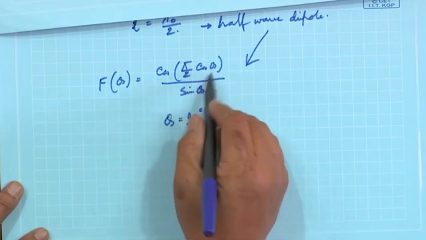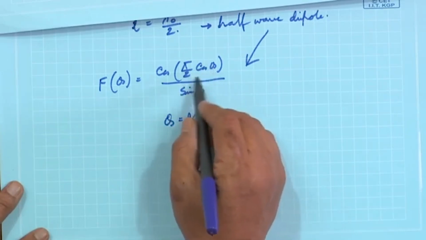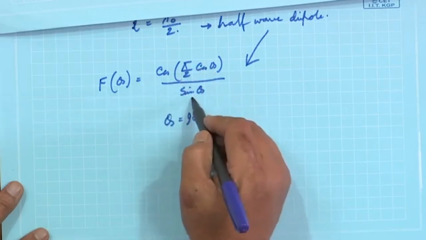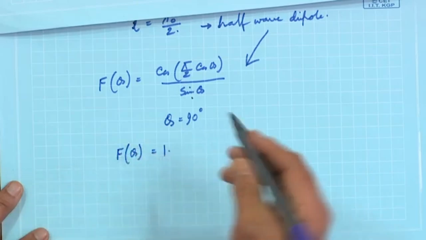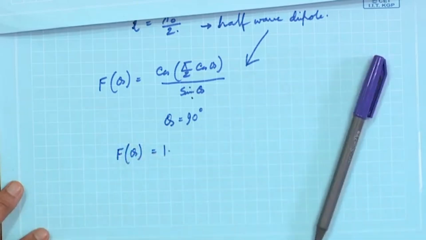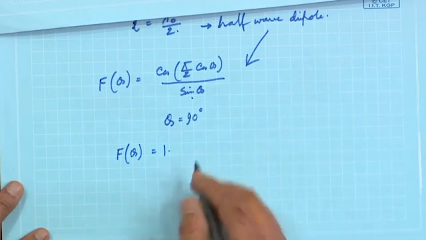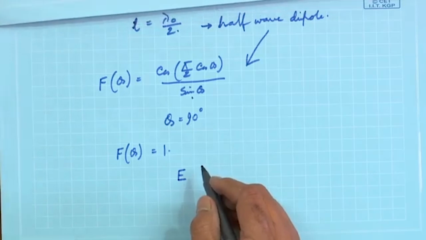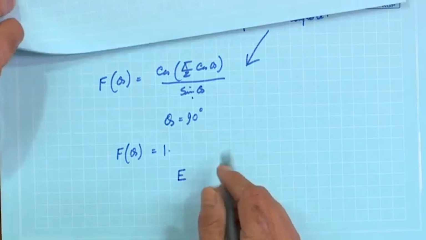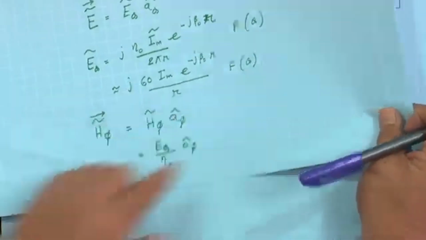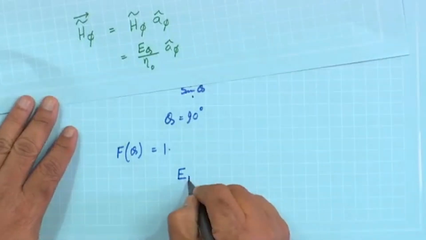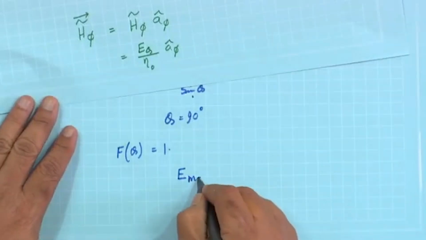Put theta equal to 90 degrees, this term becomes 0. So, cos 0 is 1 and this is sin 90, which is 1. So, f theta is 1. That means the value is f 90. And so, what is the maximum value for the half wave dipole? We have already found this E theta expression. Sorry, where is that? This E theta is here. So, if f theta becomes 1, what will our E max be?